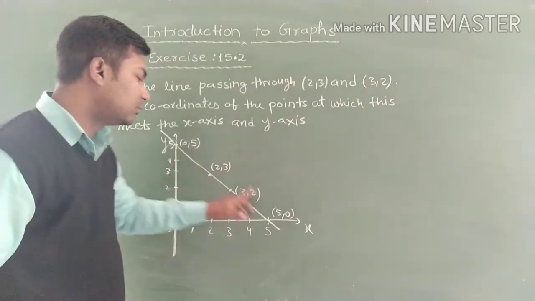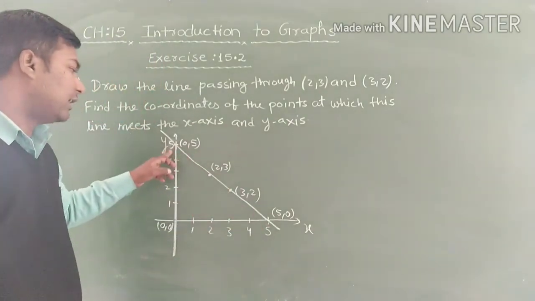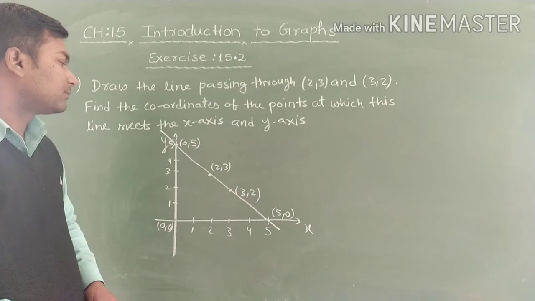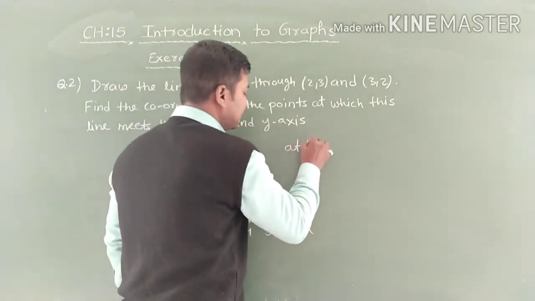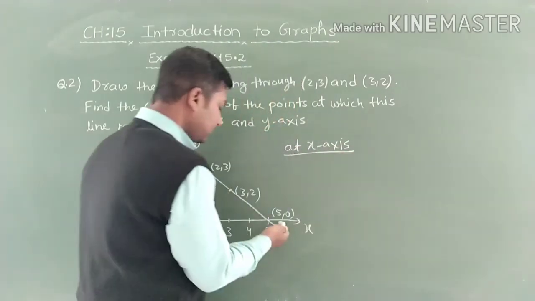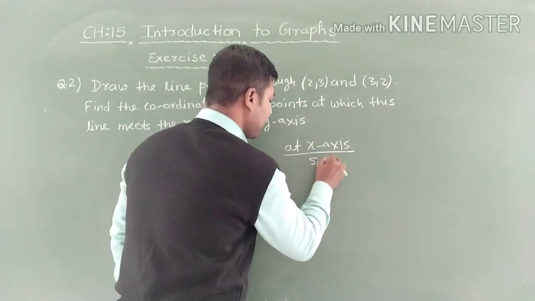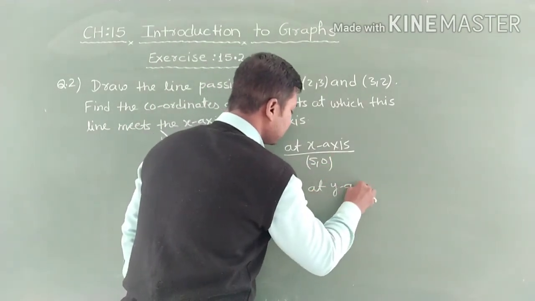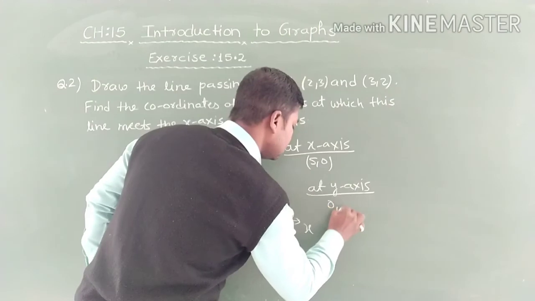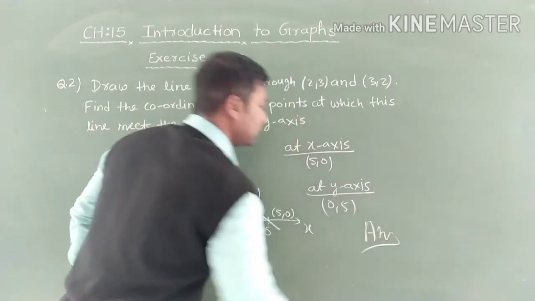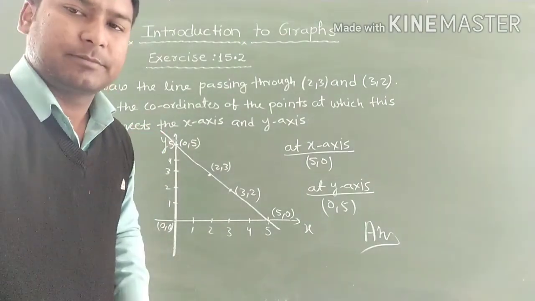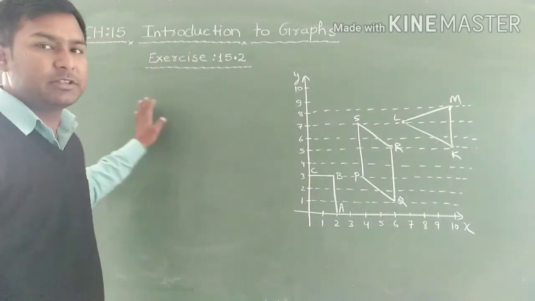So these are the 2 coordinates which is required here, and this will be the answer, and this is the complete explanation. Okay, now we can write here at x-axis coordinates are 5, 0. At y-axis coordinates are 0, 5. This was the complete explanation of question number 2. Now next question number 3. Now question number 3.